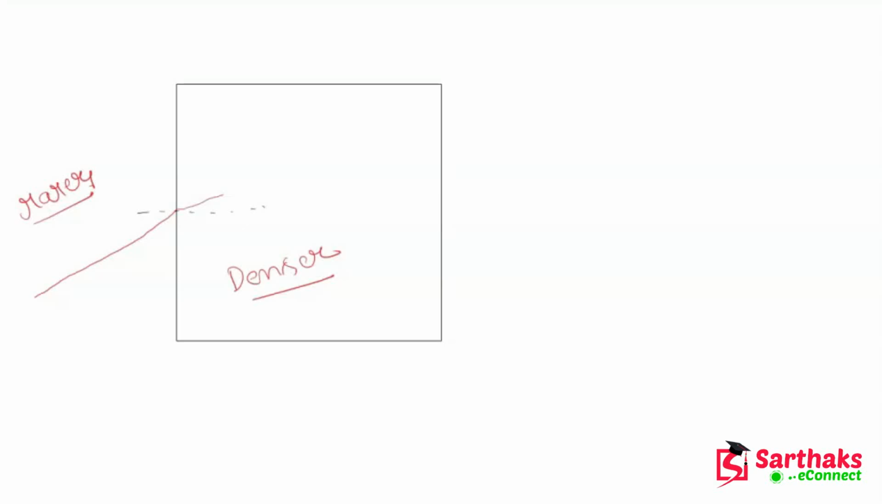Now this ray will keep moving like this. Okay, now this is the denser medium and this is the rarer medium. Now guys, what will happen? This ray is going from the denser to the rarer medium. That's why it bends away from the normal, like this. It bends away from the normal. Let me draw it more clearly for you. Okay, so this will bend like this, away from the normal.